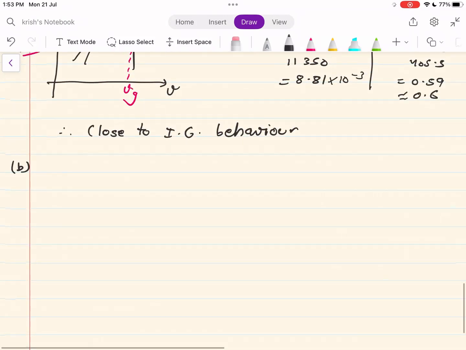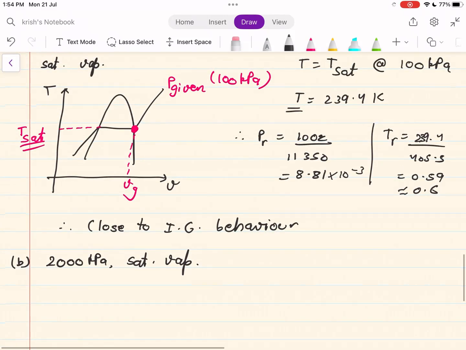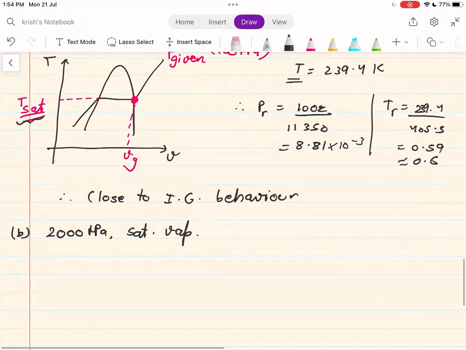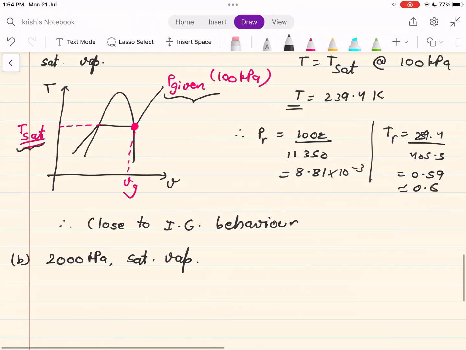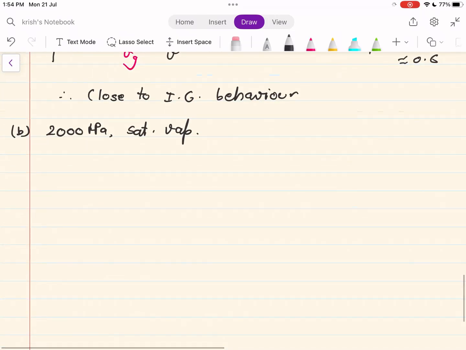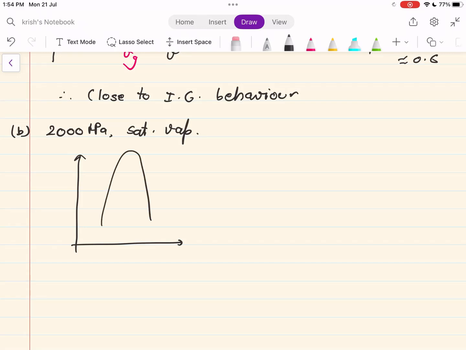Part B, 2000 kilopascal and saturated vapor. Now, please note that the temperature Tsat will not be the same because your constant pressure line has changed. Your constant pressure line has now become this because 2000 is higher than 100, right? So, this is your new Tsat. We want to find the new Tsat, which again we will be referring to the table.